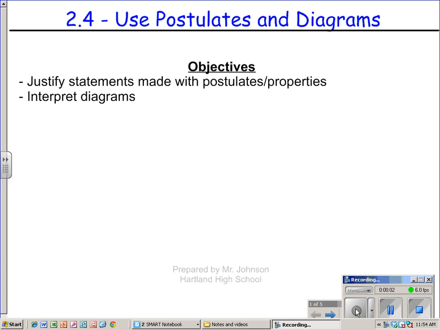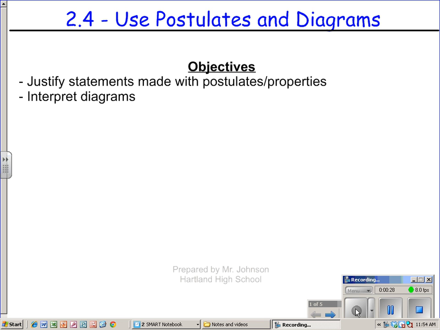Hello everybody, this is the notes for section 2.4 honors geometry. Going to be using some postulates, which if you remember are statements that are just kind of accepted as true. There's no real proof required for them. But going along the lines of what we've been talking about, making statements, trying to justify our reason why our statement is true, we're going to be using postulates to do that.